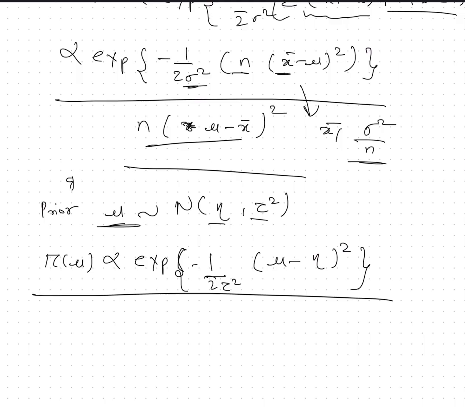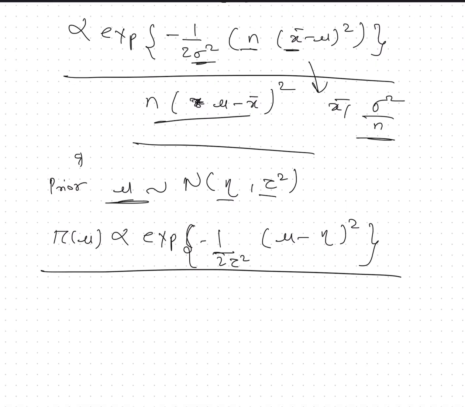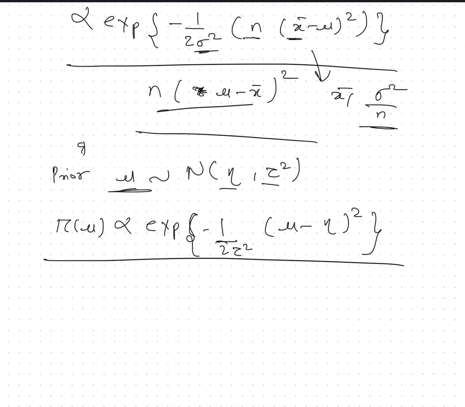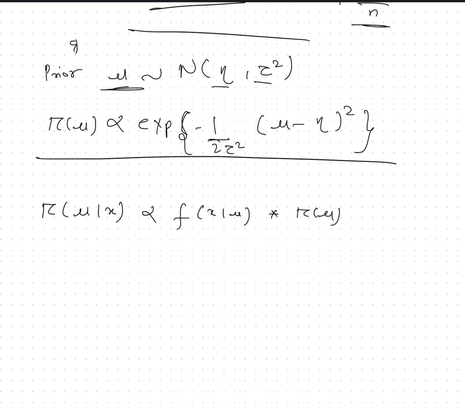And now let's try to find the posterior via Bayes. We want to multiply our likelihood and the prior, to find the posterior density. The posterior density, pi of mu given x, is proportional to the joint density function f of x given mu multiplied by pi of mu. So we will write this. We already know the likelihood for this and the prior also.